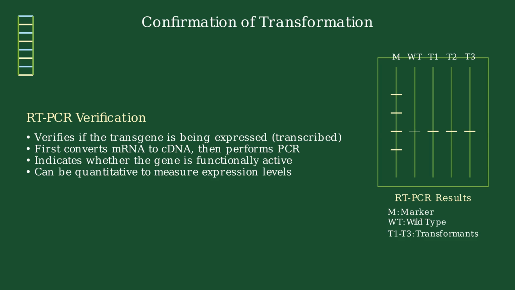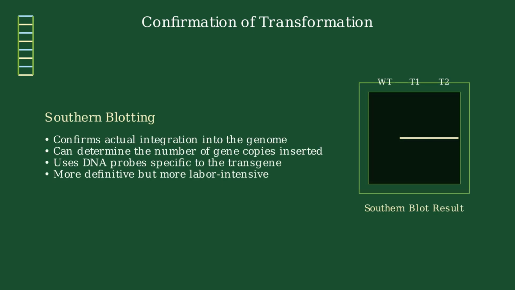RT-PCR, or reverse transcription PCR, goes beyond detection to verify if the transgene is being expressed at the RNA level. This method first converts messenger RNA to complementary DNA, then performs PCR, indicating whether the gene is functionally active in the plant. Southern blotting is a more definitive technique that confirms actual integration of the gene into the plant genome. It can also determine the number of gene copies inserted, though it's more labor-intensive than PCR-based methods.